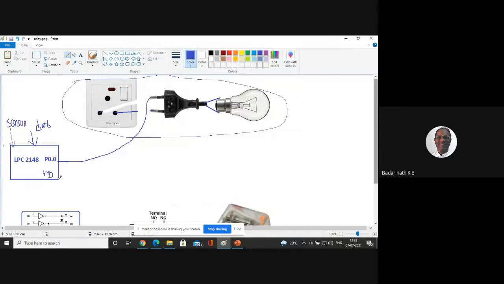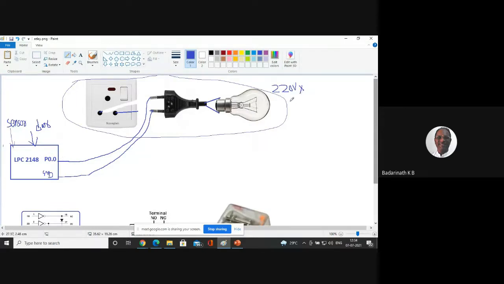Let's say I have a ground pin. Can I connect this directly here? Is it possible? If it is not possible, why is it not possible? Number one, this operates at 220 volts, as I said. Since it operates at 220 volts, your microcontroller is not able to provide that much voltage to P0.0. Maximum I can provide is 3.3 volts. So this is not possible.